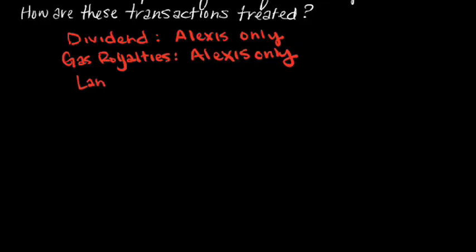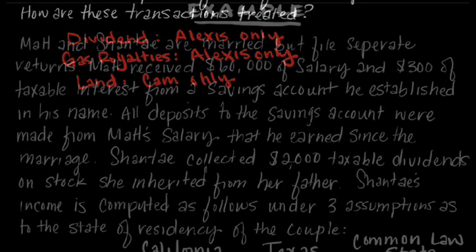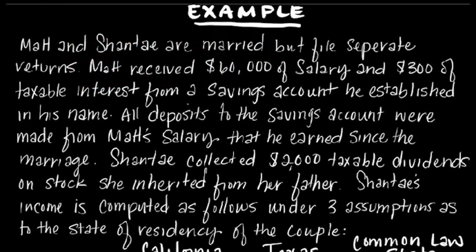And additionally, the sale from the unimproved land would be treated as only Cam's property since it was acquired before the marriage, and it does not appear that Cam has commingled that property. Let's go to another example.